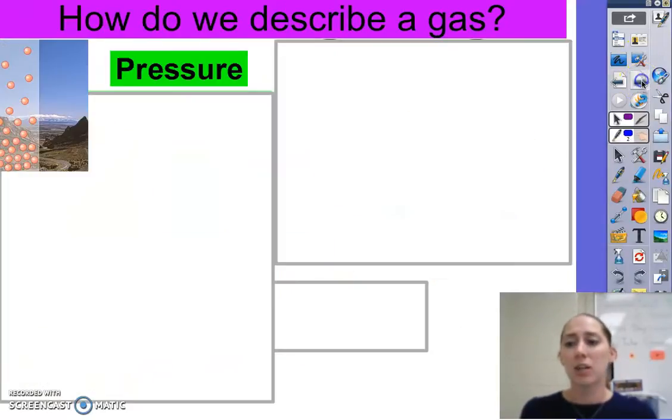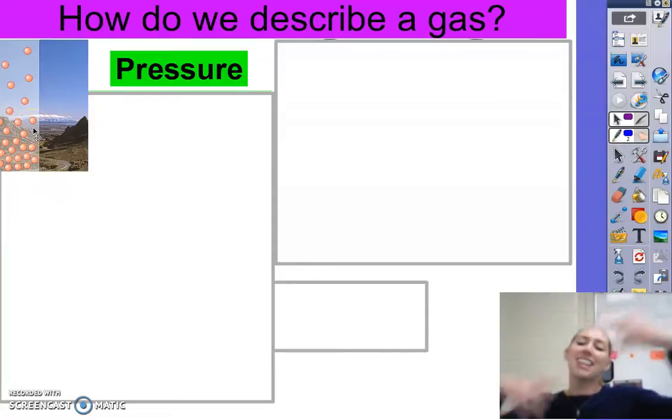The last thing we need to talk about with gas is pressure. Think back to 6th grade. You know about air pressure, that down here in the troposphere we have the most air pressure because there's 99% of all the air molecules in our atmosphere, whereas as you go up to the stratosphere, the mesosphere, and the thermosphere, there's not a lot of air pressure because there's not a ton of air molecules.